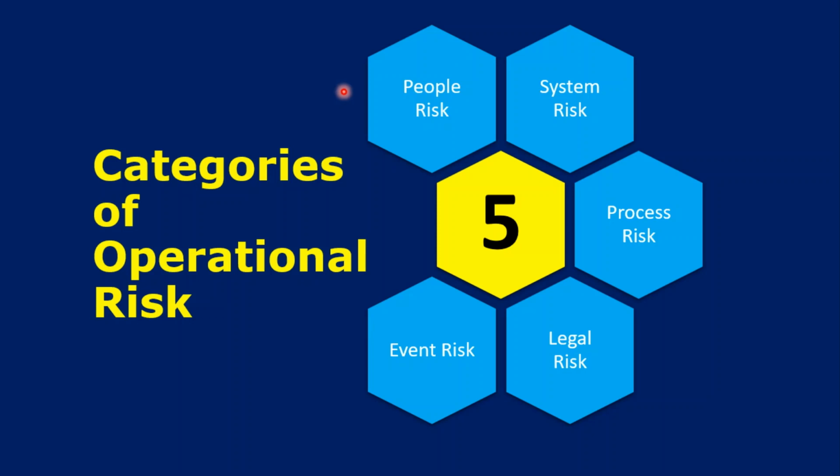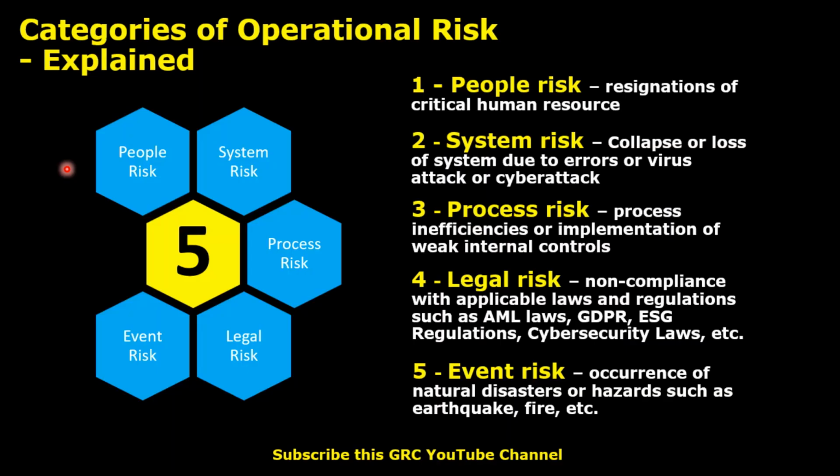operational risk arises from the people risk, then we have the system risk, process risk, legal risk, and the event risk. What are these five categories of operational risk? Let's discuss them one by one. So number one, we have the people risk.